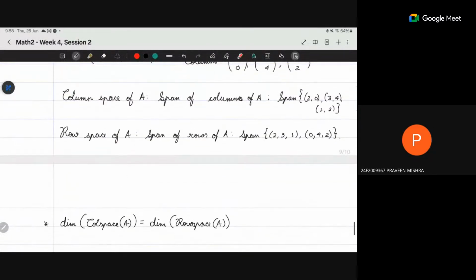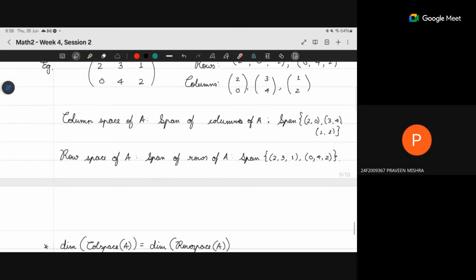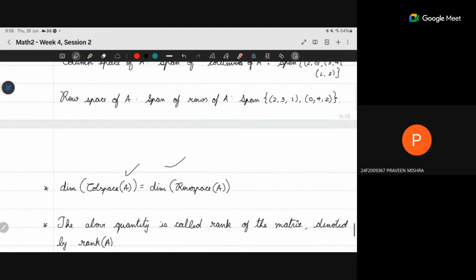So what is rank? Once again, it is the dimension of the subspace spanned by the columns of the matrix. You could take rows also, because of this fact, both of them will be equal. And that is called the rank.